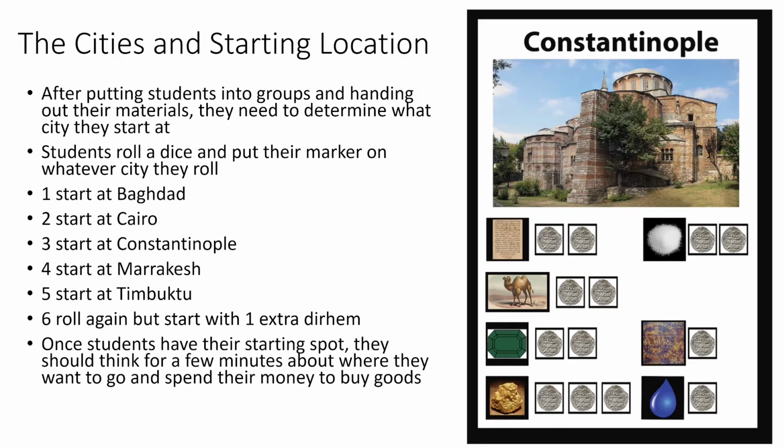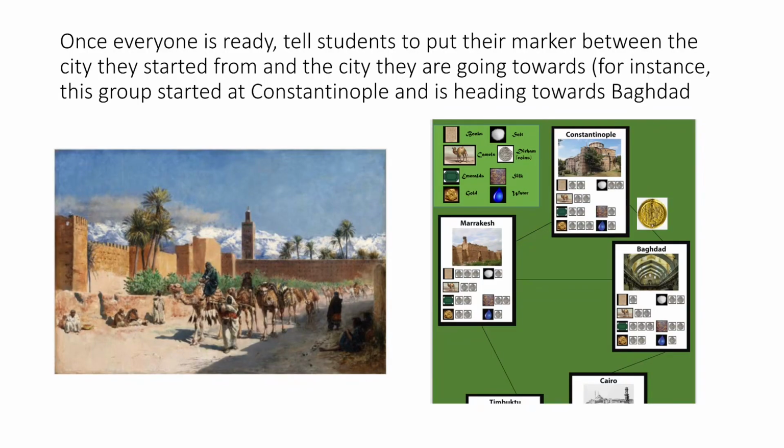Once everyone is ready, tell students to put their marker between the city they started from and the city they are going towards. For instance, this group started at Constantinople and is heading towards Baghdad, which is why their coin is between Constantinople and Baghdad.